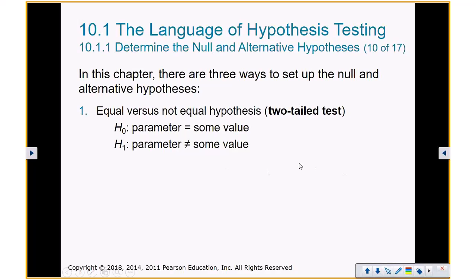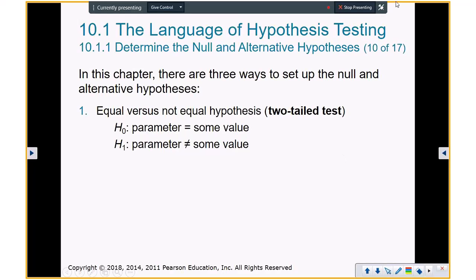Now, you're going to see, and it's very important, I'm just going to put them both. Oh, shoot, I didn't put them on the same page. Okay, so there's the first one. Write that one down. These are the only three ways that you can set up these problems. And this is a two-tailed test. Why is it a two-tailed test? Because it's equal to and not equal to. And of course, less than or greater than would be a one-tailed test.